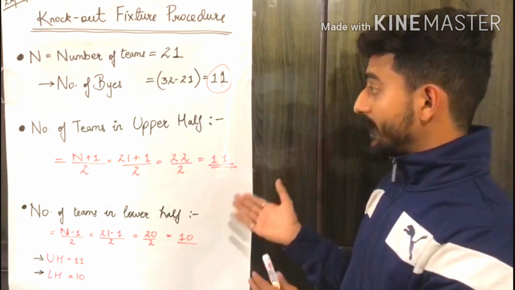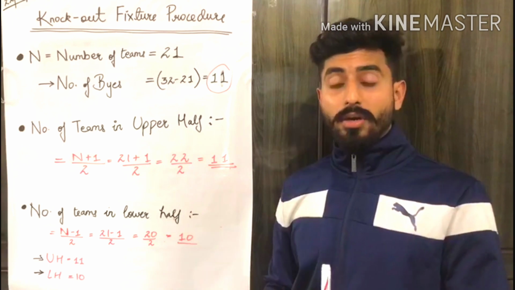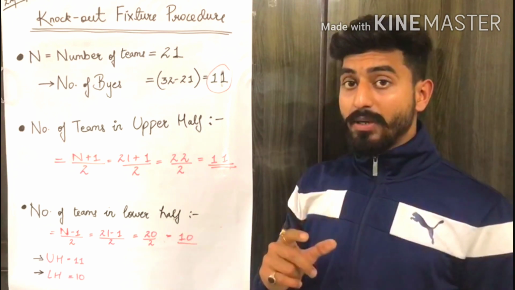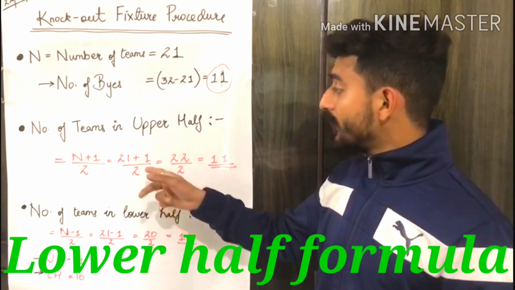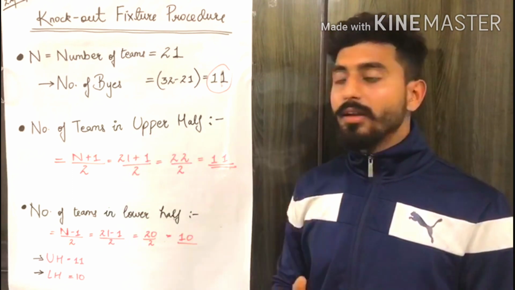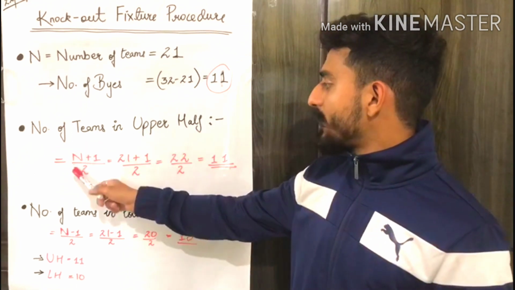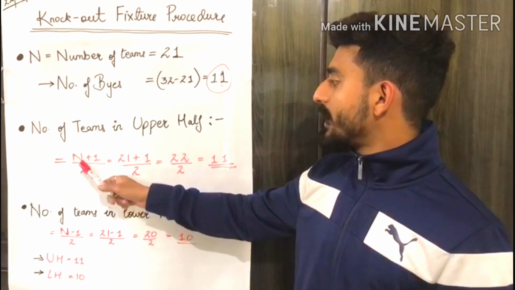Now the next step is to calculate the upper half and lower half. The number of teams is 21, I repeat, it was 21. So now we are going to divide the teams into two halves, the upper half and the lower half. The formula for calculating the number of teams in the upper half is N plus 1 divided by 2.